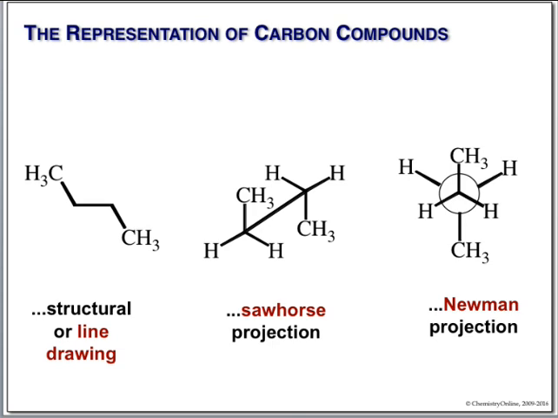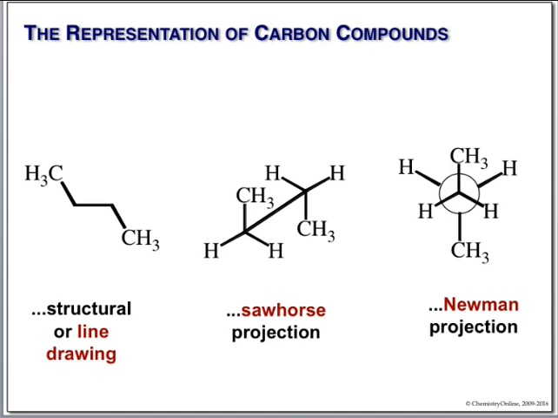Our back carbon has one CH3, one methyl group, and two hydrogens. One methyl and two hydrogens. Our front one does the same, just like that. And as you look at this, this is useful because you could tell that the methyl groups here are opposite from each other, aren't they? And that's important. So that's why you do these different types of projections.